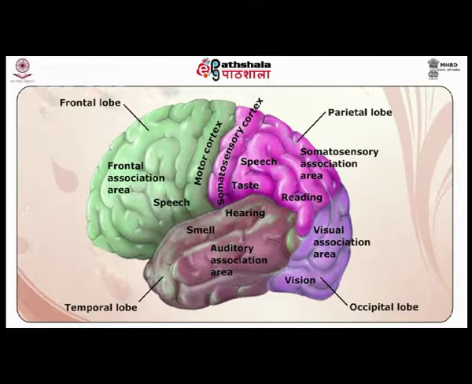The primary somatosensory cortex receives information from body sensations. A vertical strip of cortex just caudal to the central sulcus in the parietal lobe of the brain constitutes the primary somatosensory cortex. The primary motor cortex is involved in the control of motor movements and is located just in front of the primary somatosensory cortex in the frontal lobe of the brain.